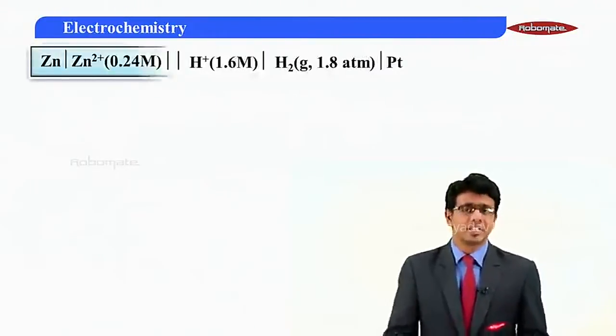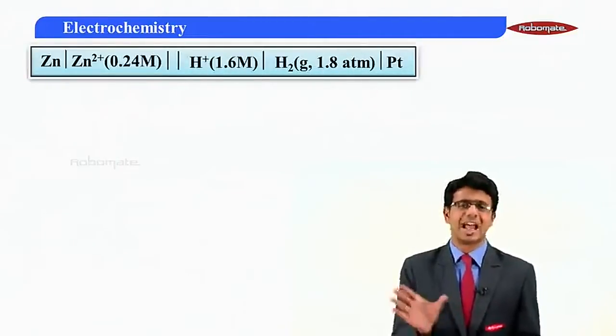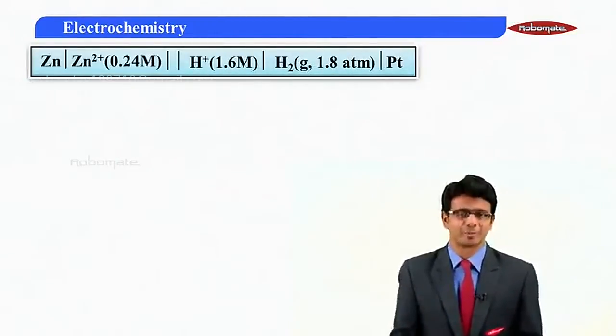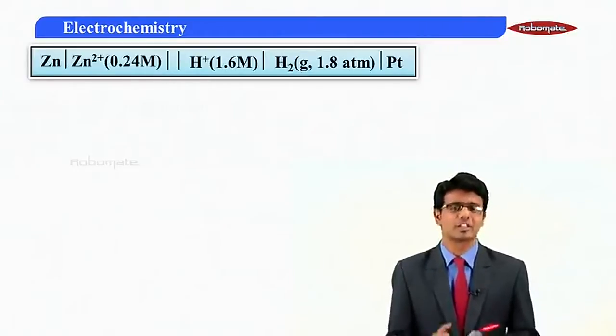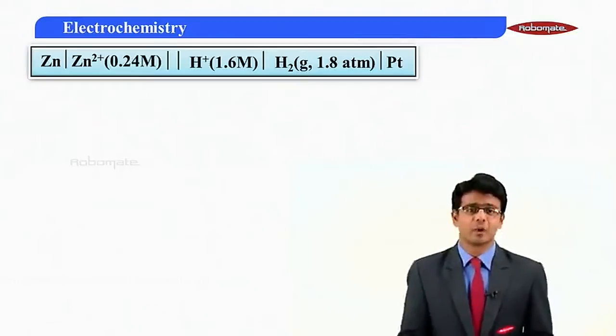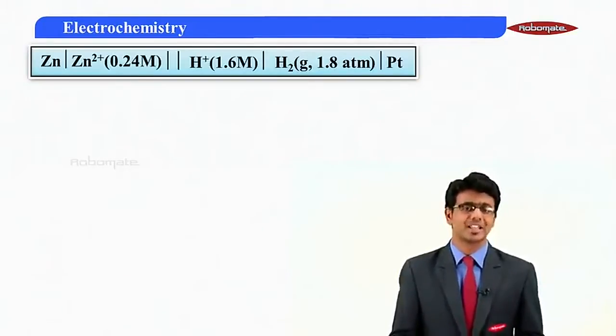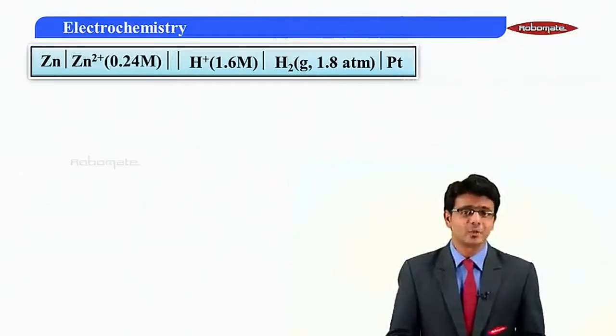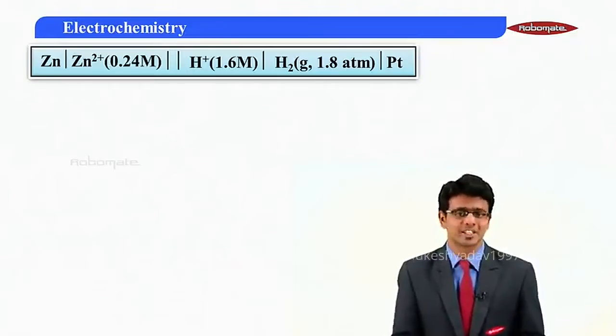So you have zinc electrode, which is written at left hand side because it is anode, and hydrogen gas electrode, which is written at right hand side because it is cathode. So that gives us the answer for the first part of the question, that is constructing a cell. Now, we are supposed to find its EMF. And to find its EMF, we will be using the Nernst equation.